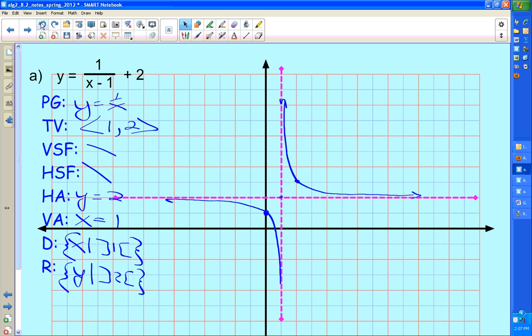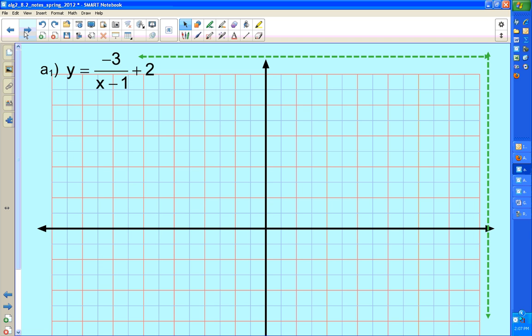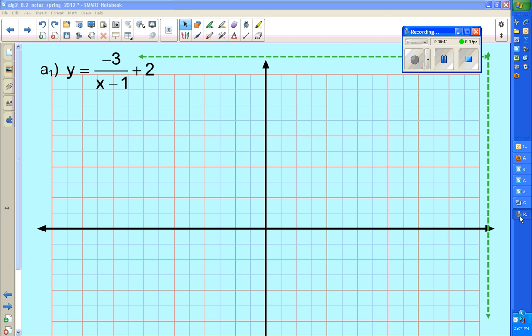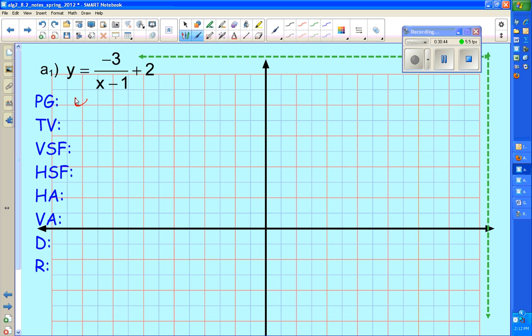We good on this? Okay, try this one on your own. See how you go. This is a little bit trickier. Here, graph. Tell me what we got. We'll do a little bit. The rest of it's not hard. It's just time consuming.